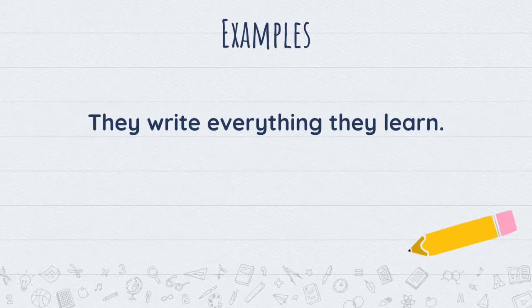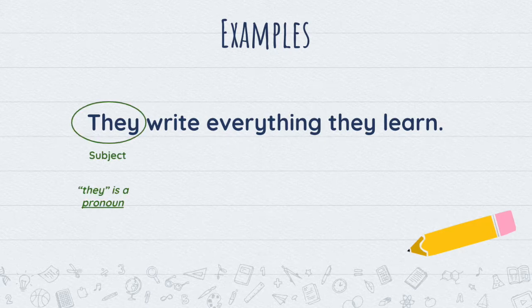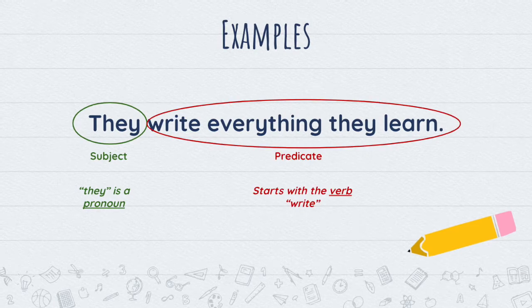They write everything they learn. What do you think is the subject of the sentence? The subject is the word they, and the word they is a pronoun. I'm using the word they instead of saying Peter and Carlos again, or instead of saying the astronauts. I'm using a pronoun. I'm using a word that's taking the place of a noun. Write everything they learn is the predicate. It starts with the verb to write, and it tells me information about the subject.